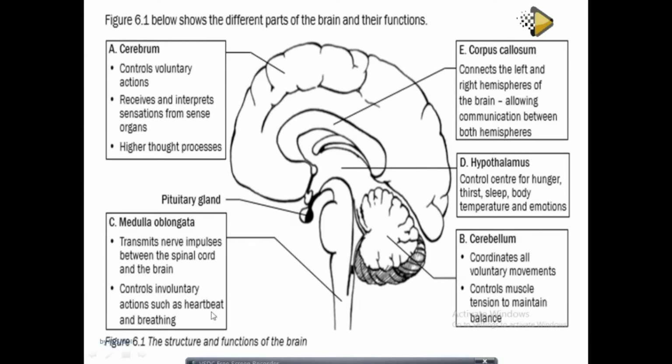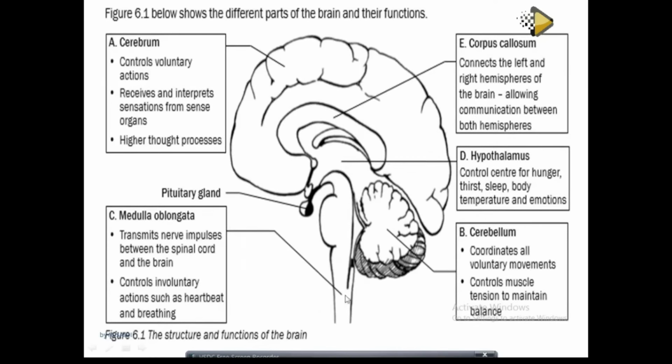That is impossible, because the heart is not being controlled externally. It's being controlled by the medulla oblongata. Then we have the cerebrum. The cerebrum is very important for coordinating. Here it is coordinate, not control. It coordinates all voluntary movement.